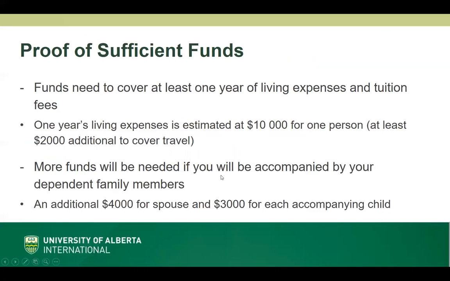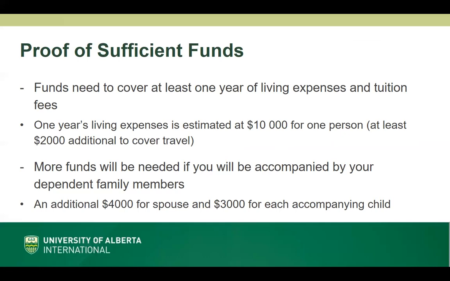So I'm going to talk a little bit about the proof of sufficient funds. Xiaobing mentioned it when she was talking about the application form that you do need to indicate those amounts in the form. But the documents that you need to provide to support your application also need to indicate that you have funds enough to cover you for at least 1 year of living expenses in Canada plus 1 year of tuition fees. That is equivalent to the 1 year living expenses estimated at $10,000 for one person.